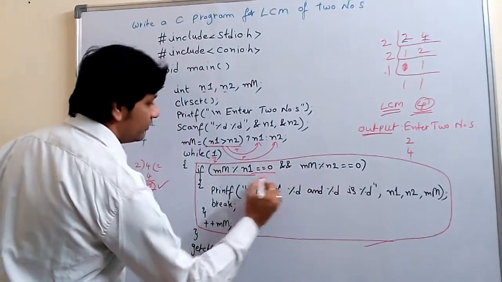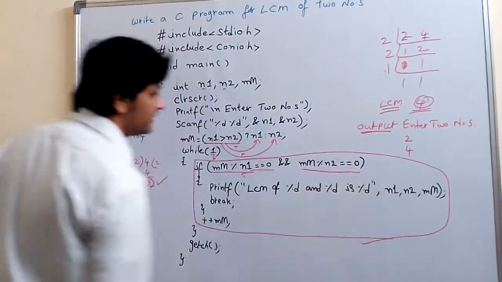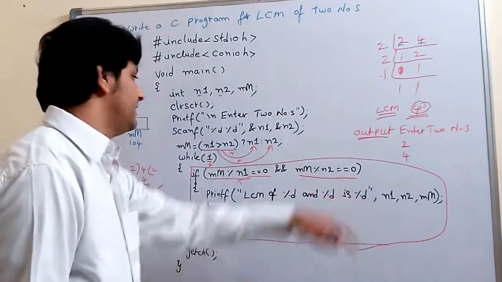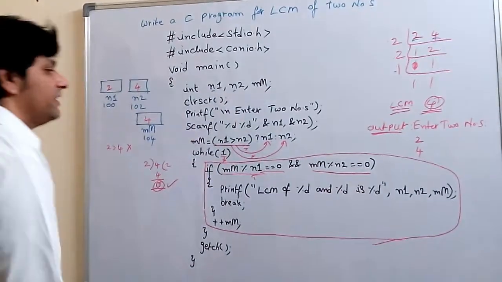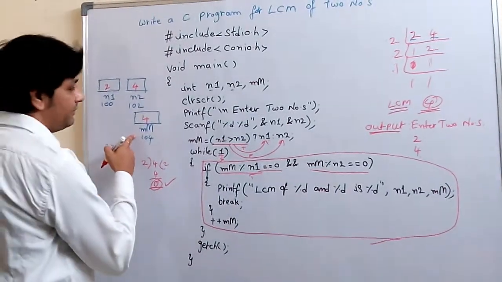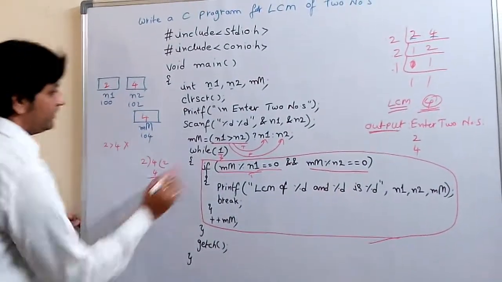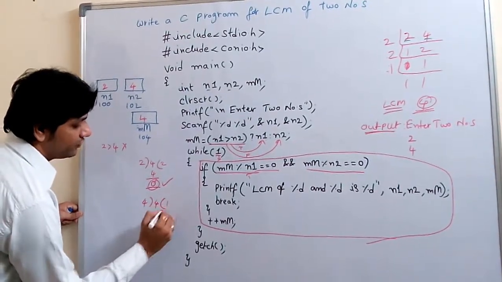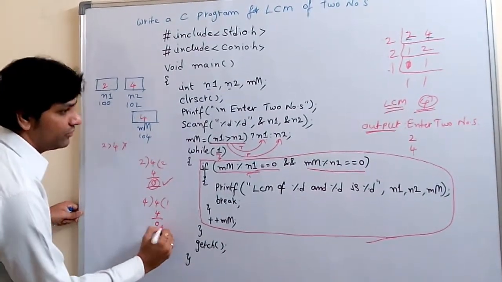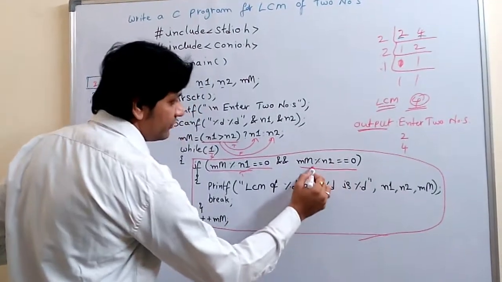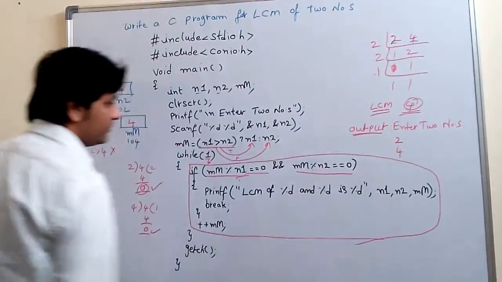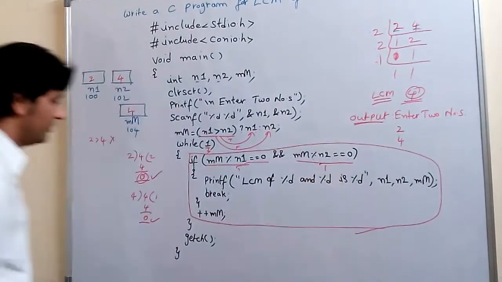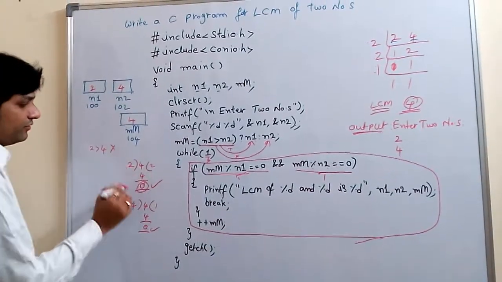It is true, so we perform the other condition, nm modulus n2. What is the minimum multiplier? 4. 4 is divided by 4. What is the remainder value? 4 ones are 4, so the remainder is 0. So we also get 0, and 0 is equal to 0. It is also true.